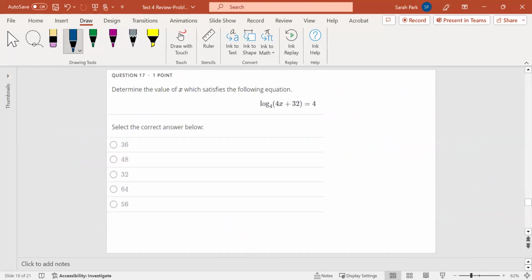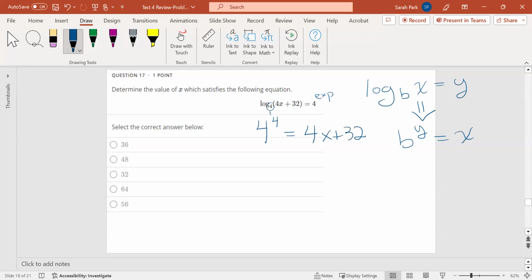Number 17, determine the value of x which satisfies log base 4 of 4x plus 32 equals 4. So here we need to rewrite it into exponential form. Let's go over how we do that. If you have log base b of x equals y, you can change it into exponential form by writing base to the exponent equals x. So that's the base 4, raised to the 4th power equals 4x plus 32. If we do 4 to the 4th power, that gives us 256 equals 4x plus 32.